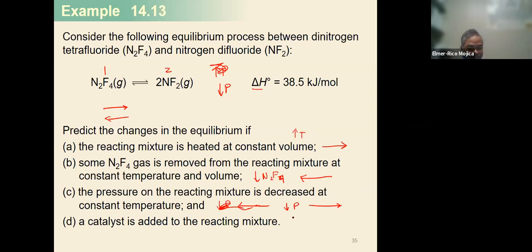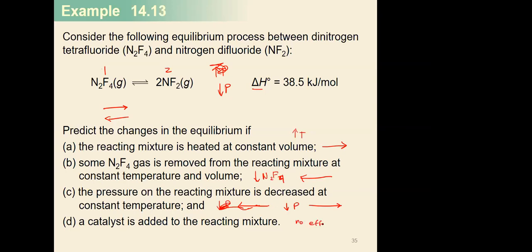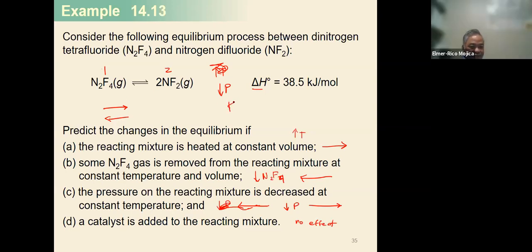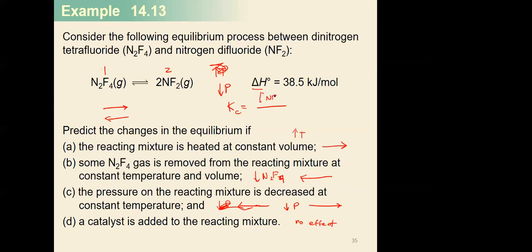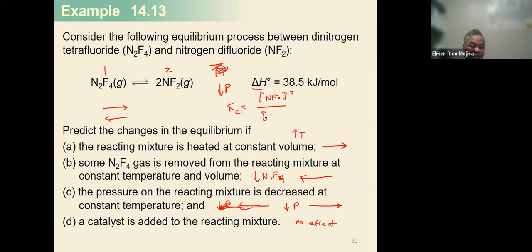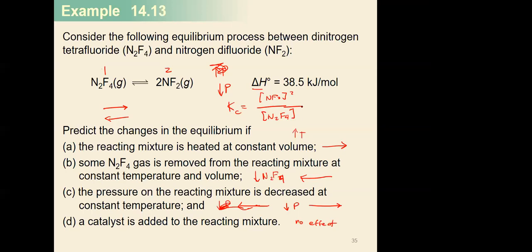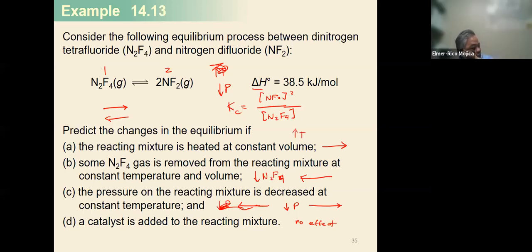What does a catalyst have? No effect. How are we going to write the K for this reaction? How do we write the K for this? It is NF2 squared over N2F4. So that's what we have for chapter 14.